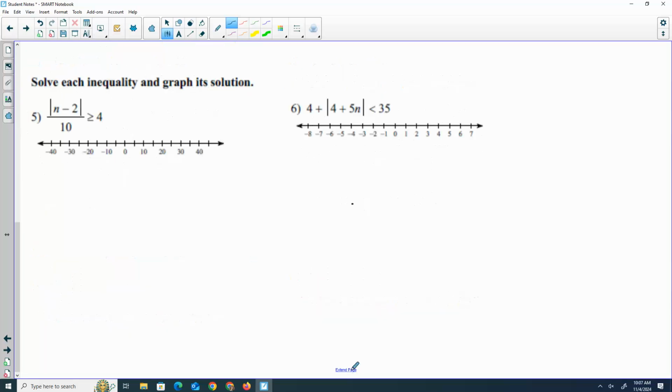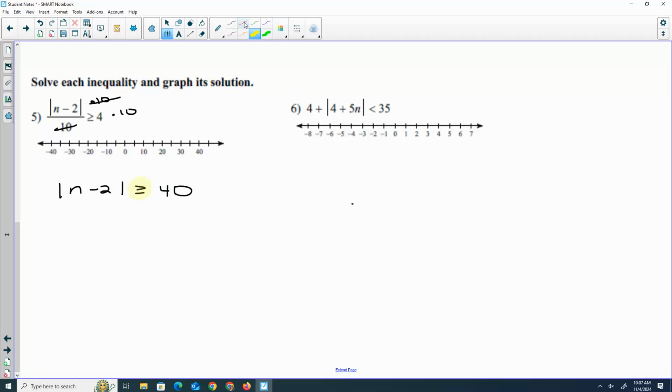Absolute values are like the compound inequalities, but you have to rewrite them. First thing, we need to get the absolute value by itself. So on number 5, if I want to get the absolute value by itself, it's dividing by 10, so first we will multiply by 10. So I have the absolute value of n minus 2 is greater than or equal to 40. Then I have to ask myself, is this an and or an or?